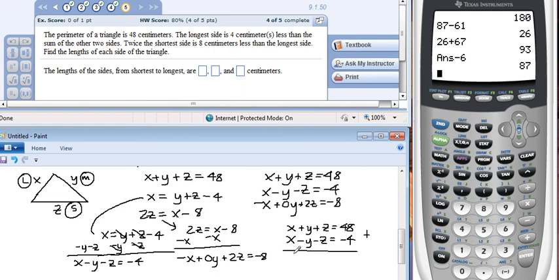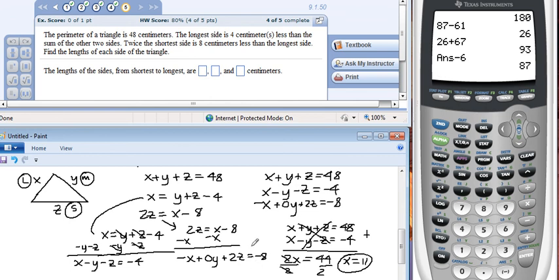Add. x and x is 2x. y and negative y, z and negative z, you're out of there. 48 minus 4 is 44. Divide both sides by 2. So we have an answer: x is 11. There's one.